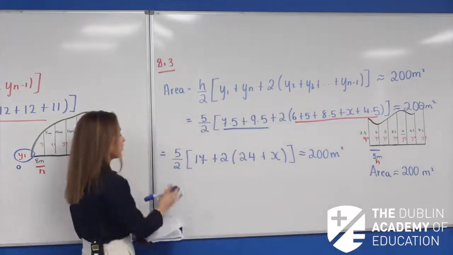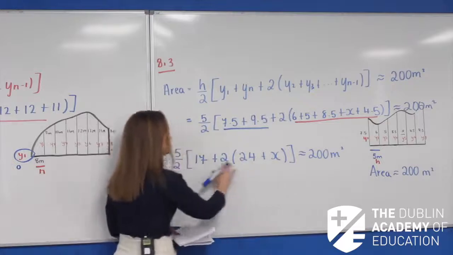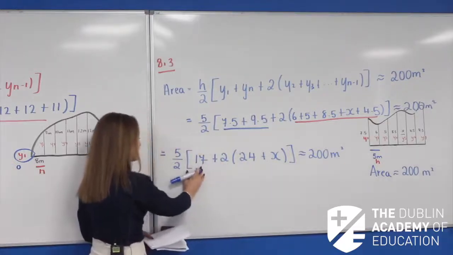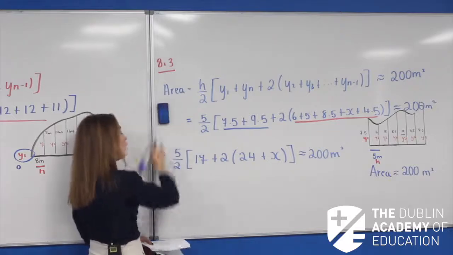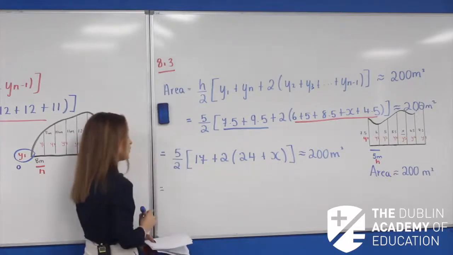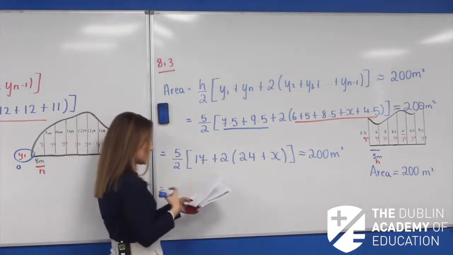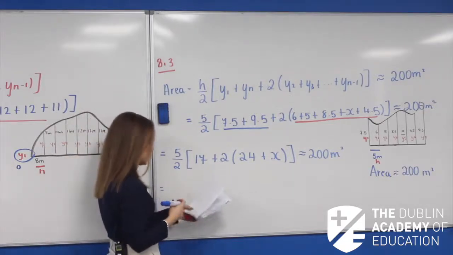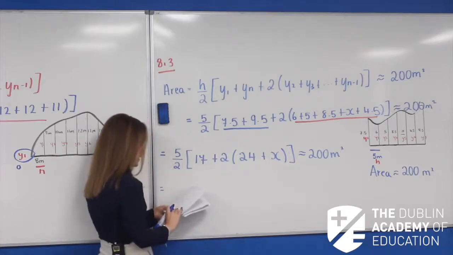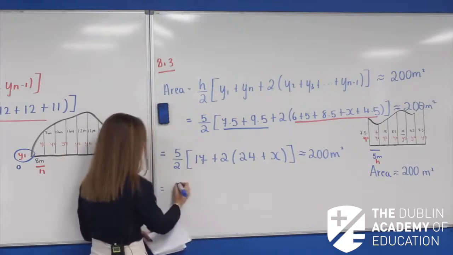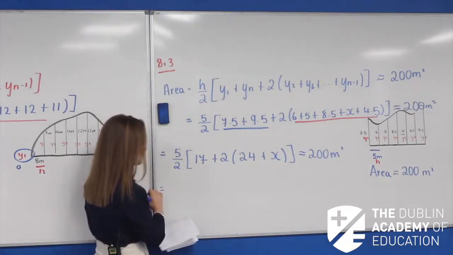Now from there, I'm going to tidy up as I have before. So I need to multiply this bracket out by 2, add on my 17, and multiply the whole lot by 5 over 2. Now when I get that done, I'm going to try to speed myself up ever so slightly here. So here what I'm going to do is multiply out.